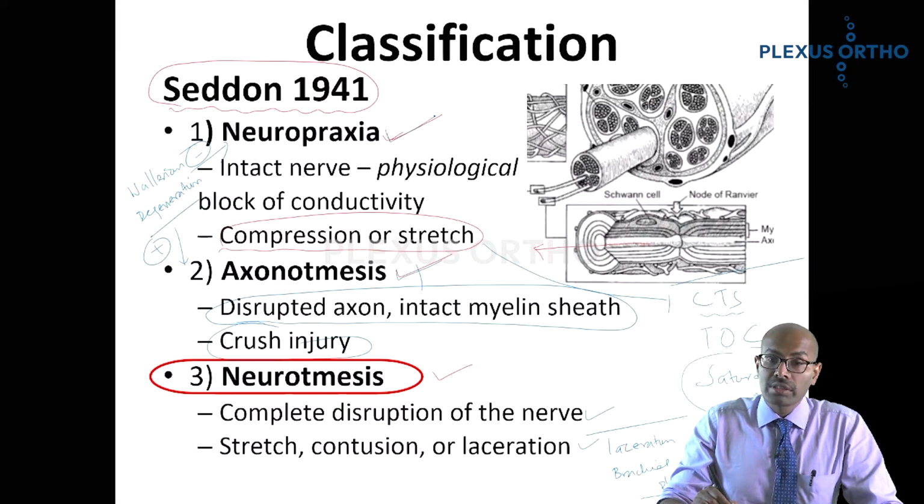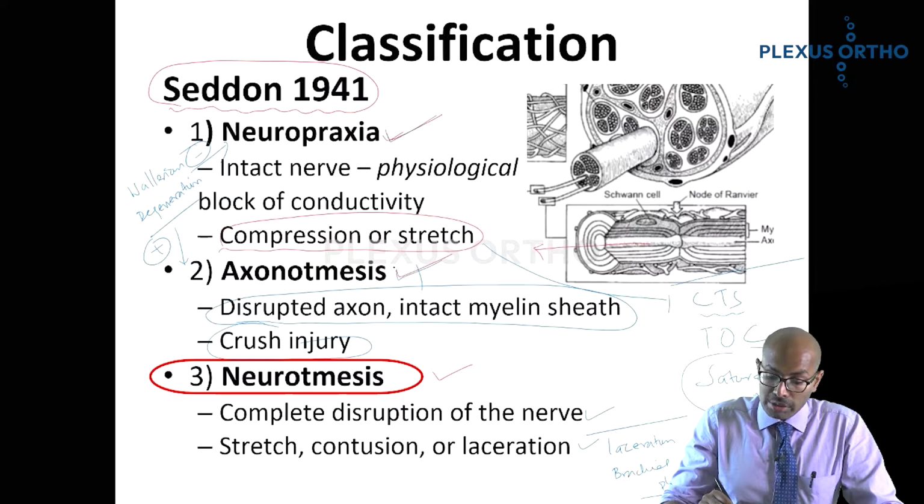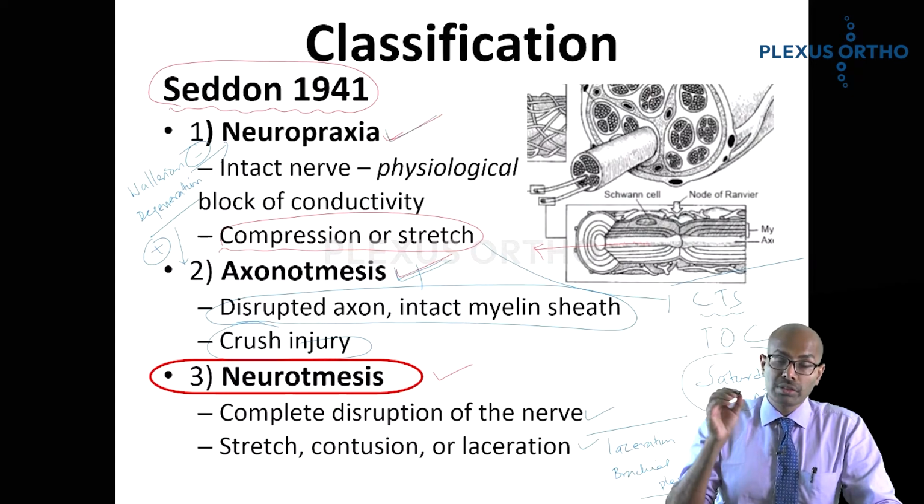So what are the 3 classes or grades that have been classified by Seddon? Neuropraxia, that is, there is a compression or a stretch of the nerve without a discontinuity of the axon. Axonotmesis, that is, there is a discontinuity of the endoneurium or the axon, there is a positive Tinel sign, and the nerve has to grow back.